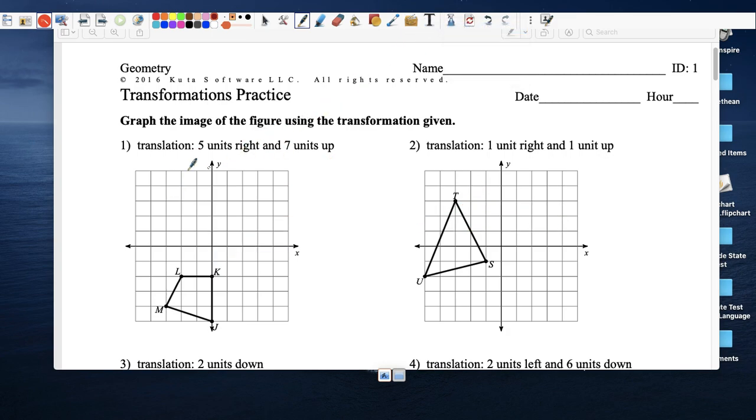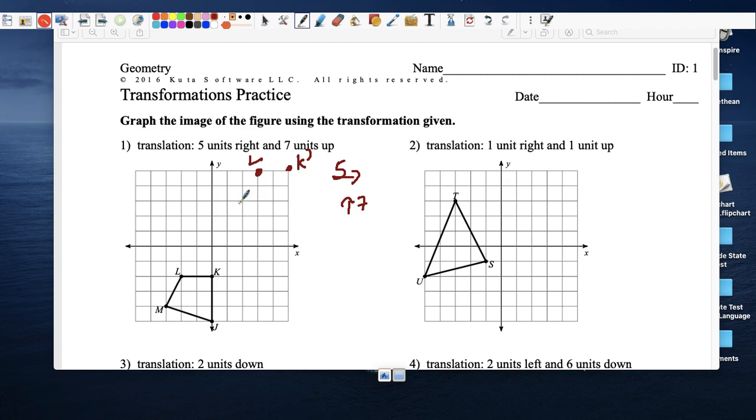We're moving this guy 5 to the right and 7 up. So that's pretty easy, right? So take 1 point and move each point: 1, 2, 3, 4, 5, then 1, 2, 3, 4, 5, 6, 7. So there's K prime. Now L prime repeats the same process: 1, 2, 3, 4, 5, then 1, 2, 3, 4, 5, 6, 7.